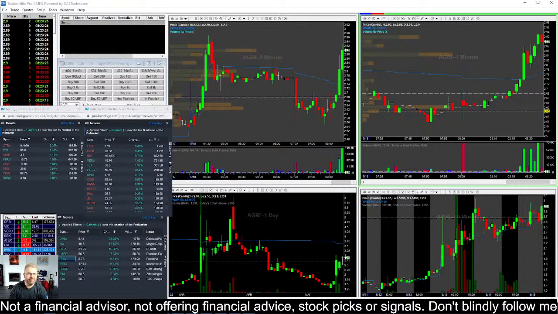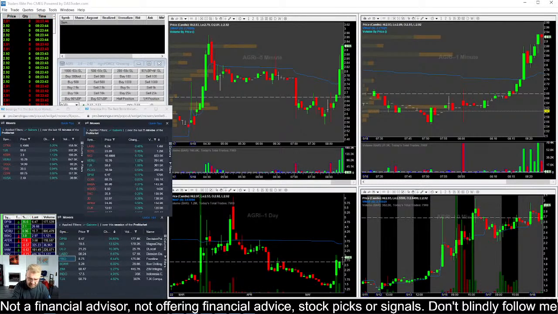It's currently up 8% on the day. Not quite at the levels where I want it to be in terms of price or gap. But yeah, Agri's moving. It's looking like it could be one to watch for today. I'll put that on the watch list because it's very close to the $3 level that is my cutoff.